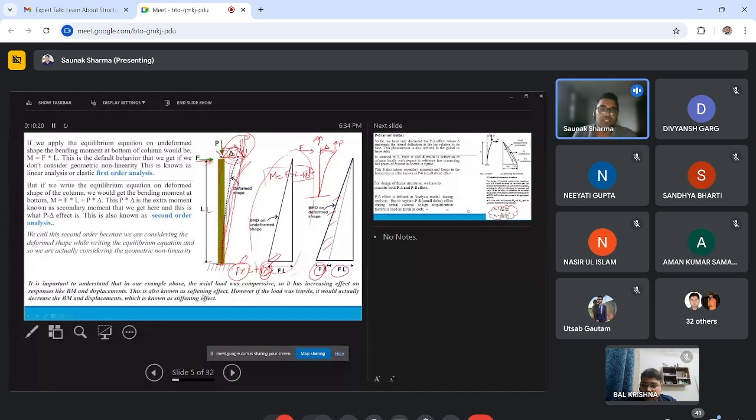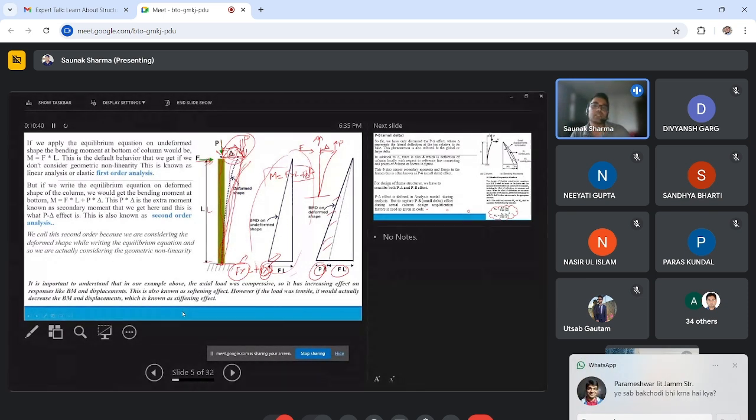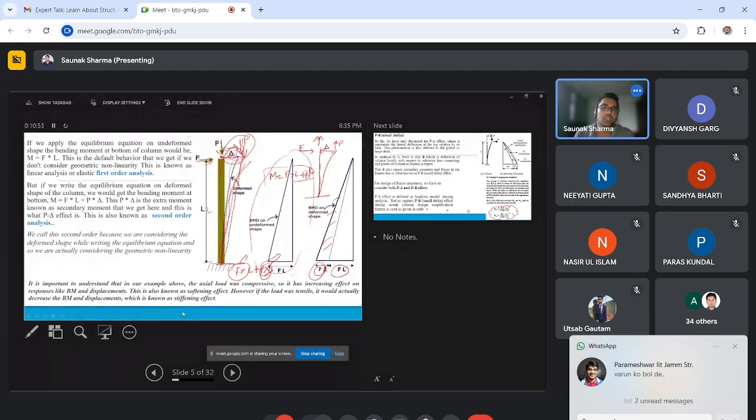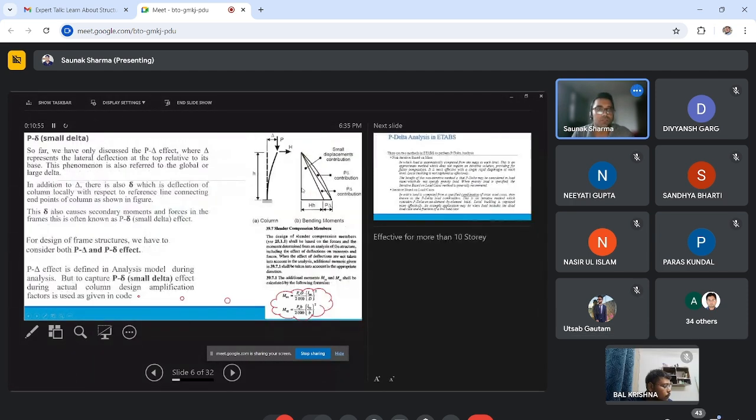This is also known as the softening effect. When the compressive force is acting, the P delta effect creates a softening effect. However, if the load is tensile, it would actually decrease the bending moment and displacement, which is also known as the stiffening effect. We need to understand this part. Sometimes while interpreting the results, we may get confused. We are considering extra moment, but we are getting lesser rebar or lesser force. So we need to understand this also.